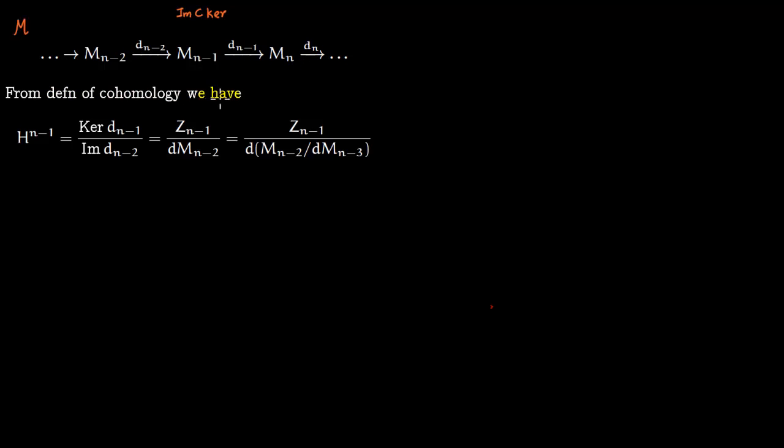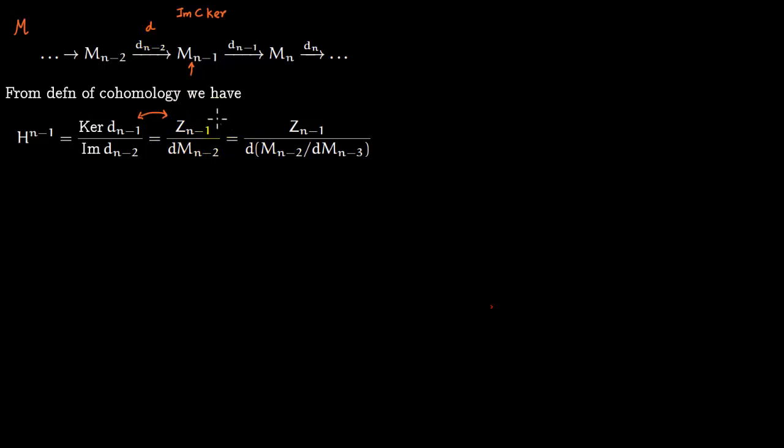Now recall the definition of cohomology. Say we want to compute the cohomology group H n minus 1 for this chain complex. That is, we want to compute the cohomology group here. So you take the kernel of the arrow going out, d n minus 1, over the image of the arrow coming in, which is d n minus 2. The kernel we always write as Z n minus 1. This is just the definition. And the image of d n minus 2 is nothing but d n minus 2 applied to M n minus 2. Instead of d n minus 2, we will always write d, because it will be clear from the context which d we are talking about.